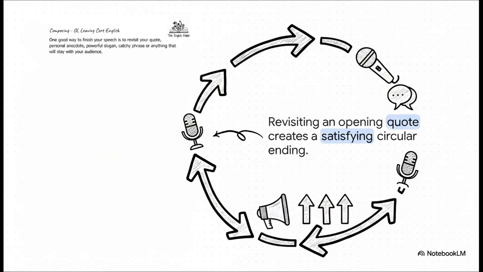A truly masterful technique to use in your conclusion is what's known as the circular ending. This is where you loop right back around and revisit the exact quote, personal anecdote, or statistic you used in your very first paragraph. It makes the whole speech feel completely satisfying and tied together.